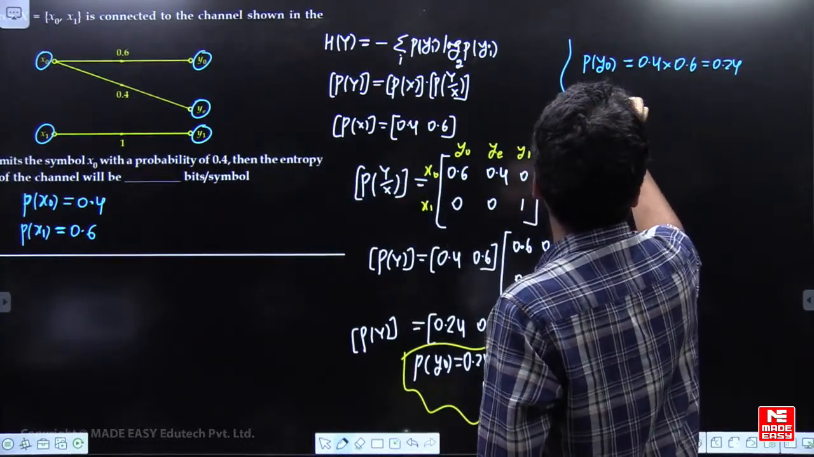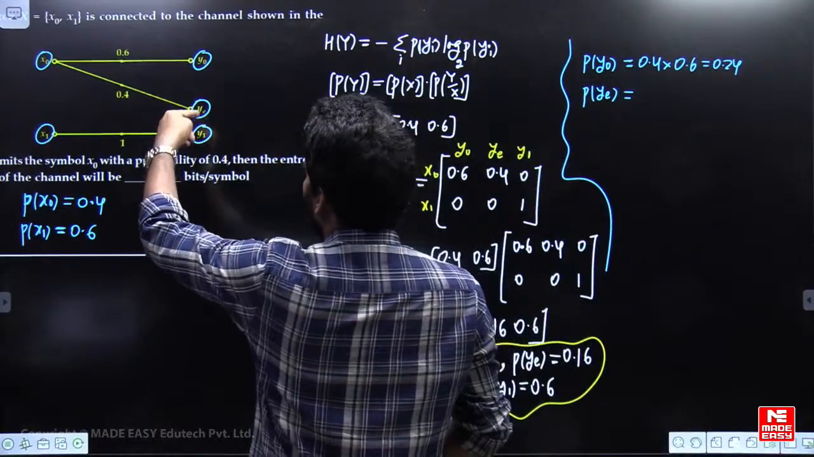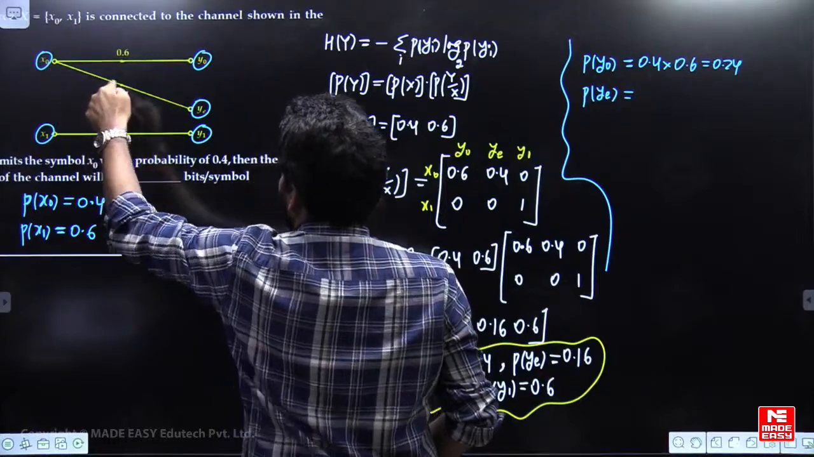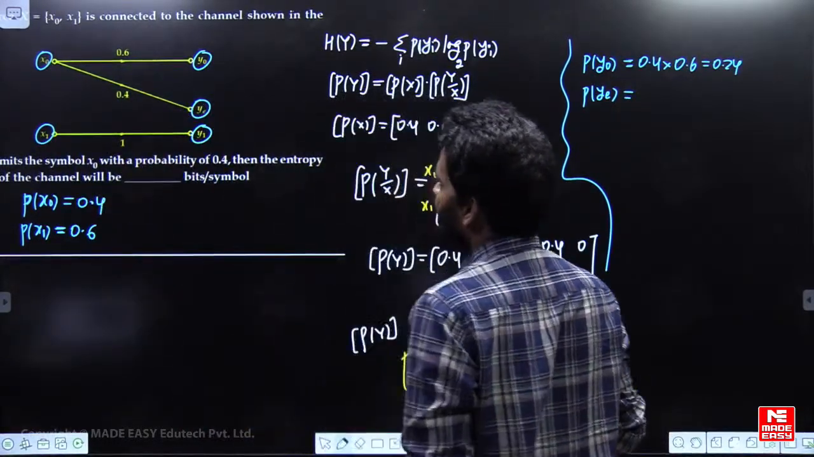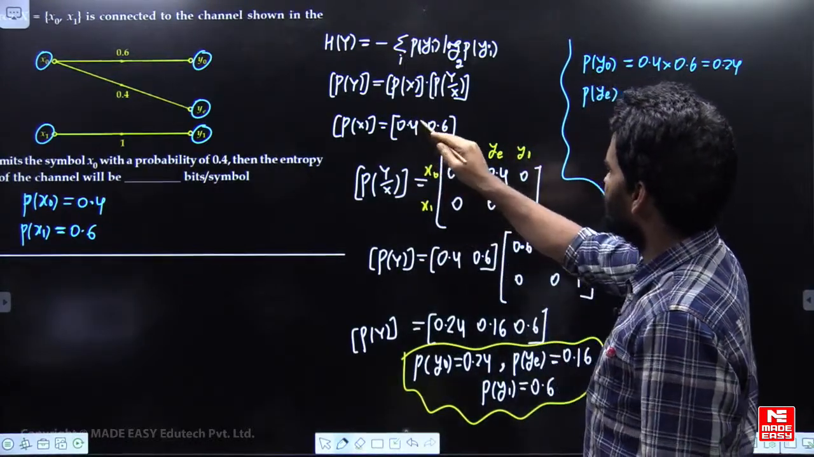And for ye, to receive ye, the only possibility is that x0 should be generated and transmitted x0 should be received as ye, because there is no chance of x1 received as ye. So x0 should be generated. What is the probability for x0 to be generated? 0.4.